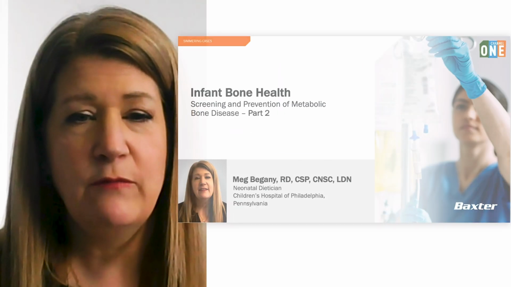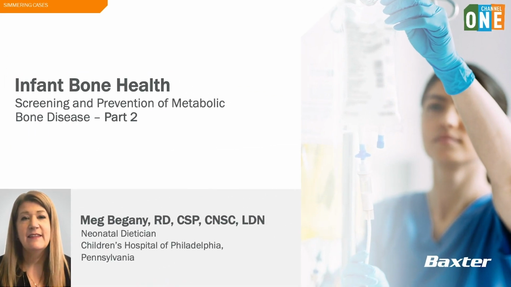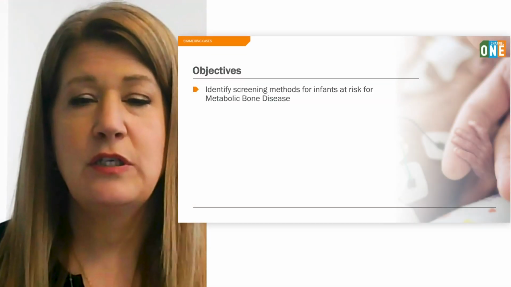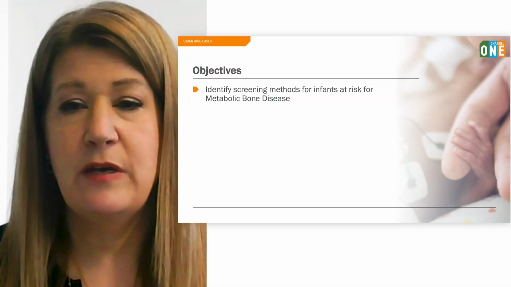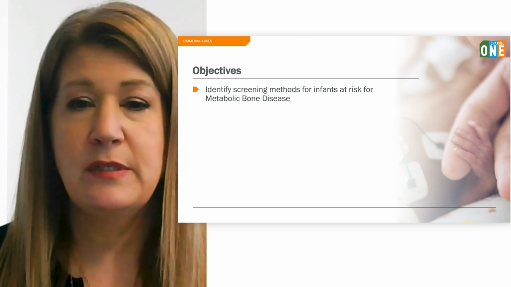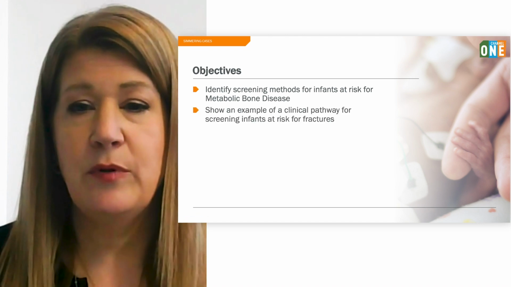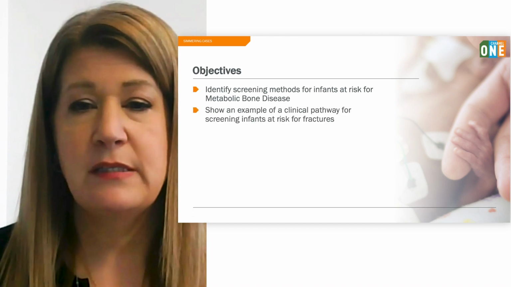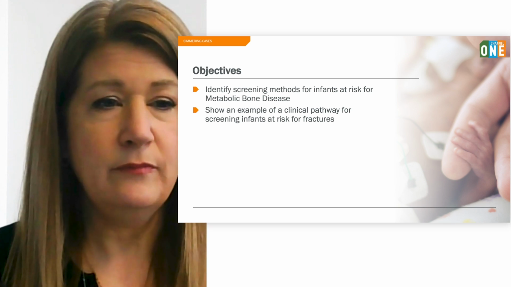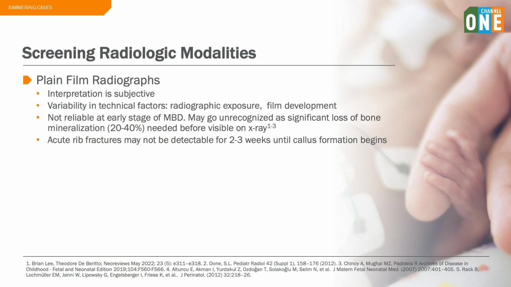Today, we are looking at infant bone health, screening and prevention of metabolic bone disease, Part 2. Our objectives for Part 2 are to identify screening methods for infants at risk for metabolic bone disease, and to show an example of a clinical pathway for screening infants at risk for fractures. There are no universally accepted screening or diagnostic criteria for metabolic bone disease. However, some radiographical and biochemical markers can aid in the detection and diagnosis of metabolic bone disease.